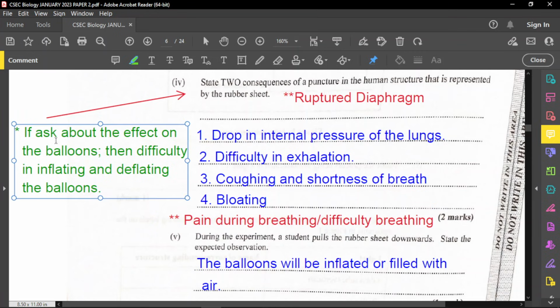All right, and just in case they ask about the effect on the balloons itself, if they were referring to the apparatus and not the human body, then difficulty in inflating and deflating the balloons. So that would be the effect on the apparatus. But they did not ask that, but just in case.